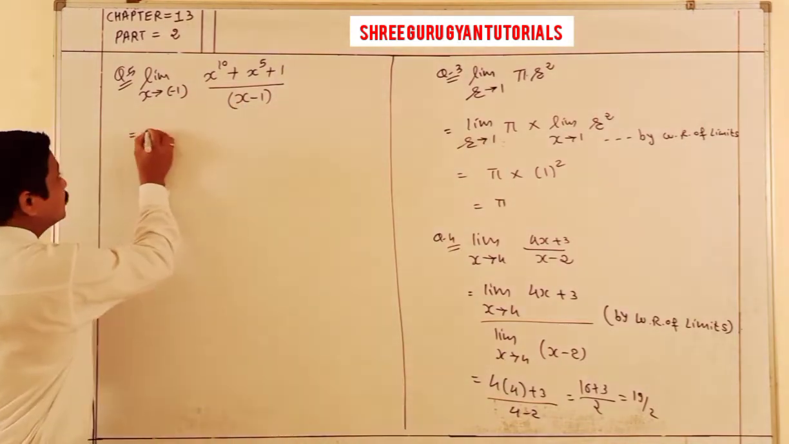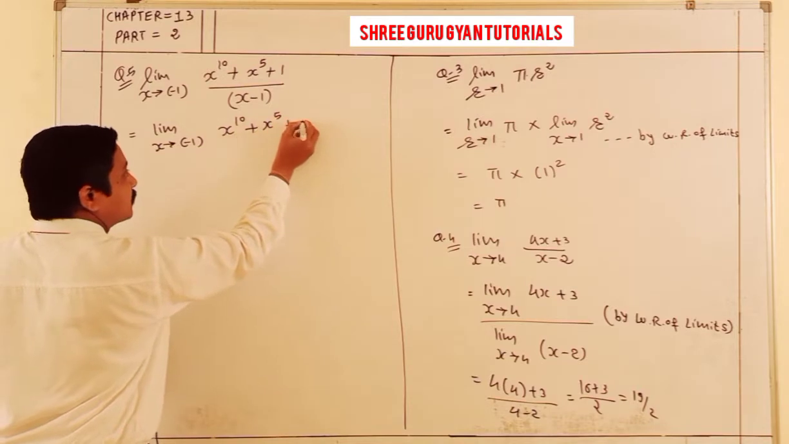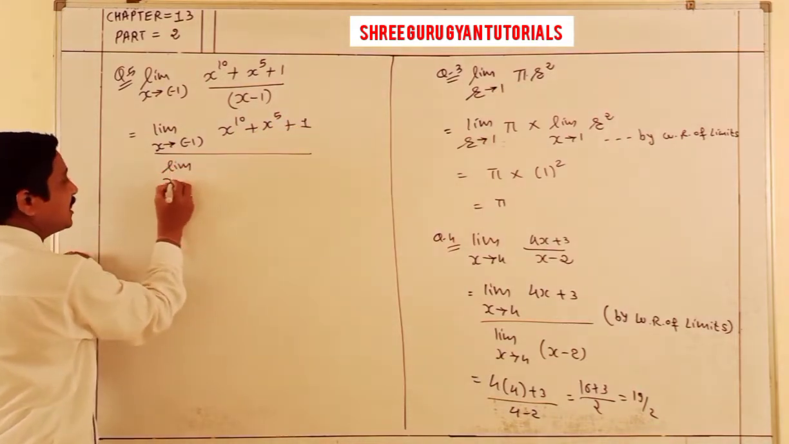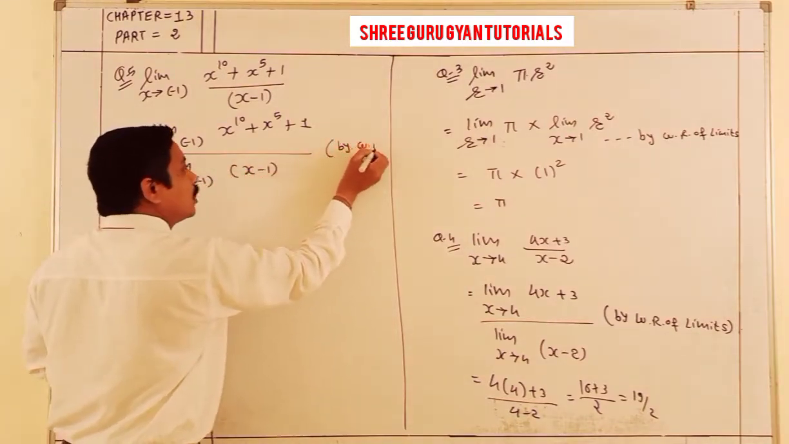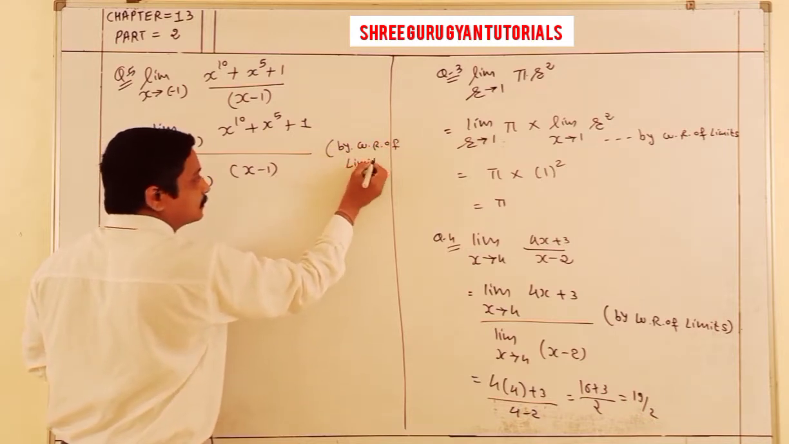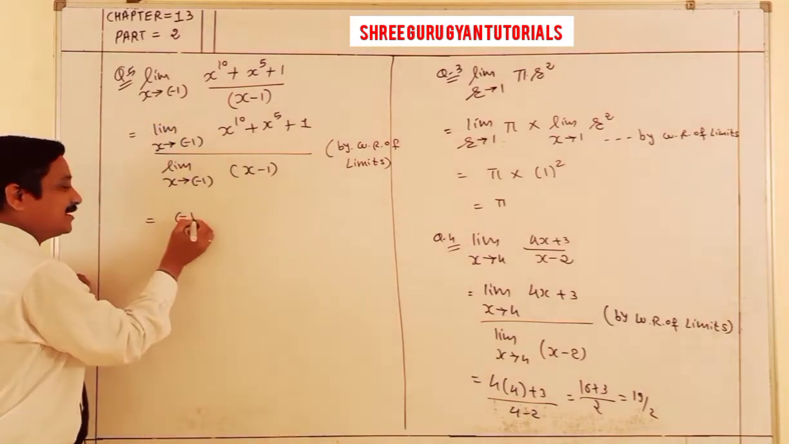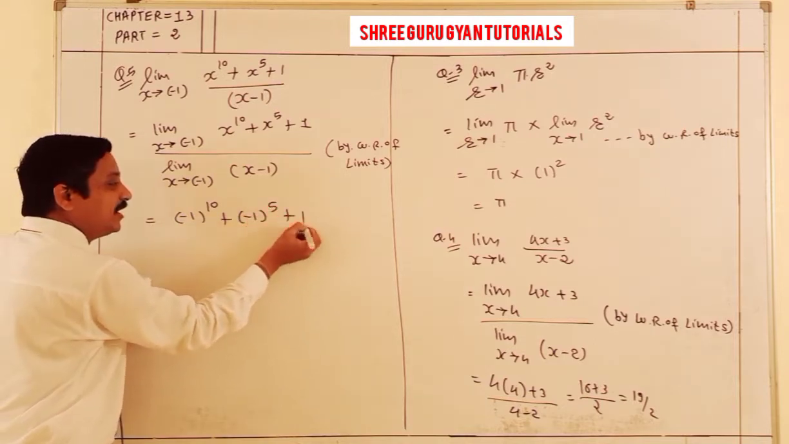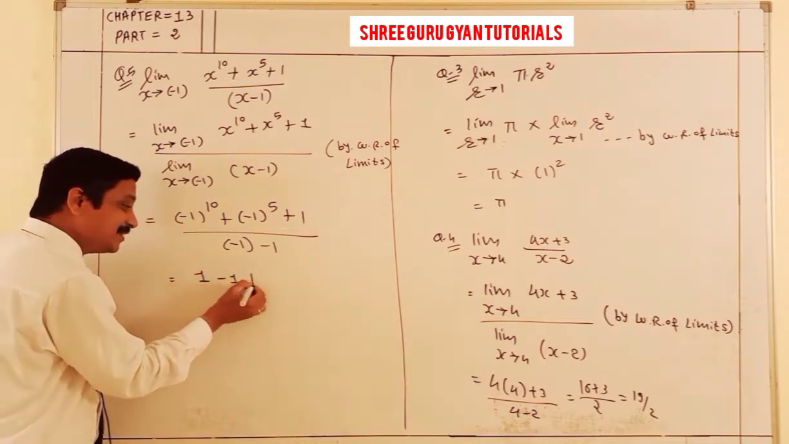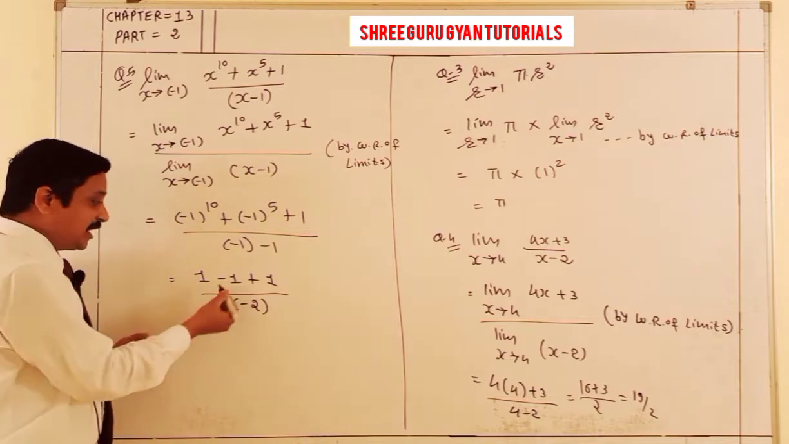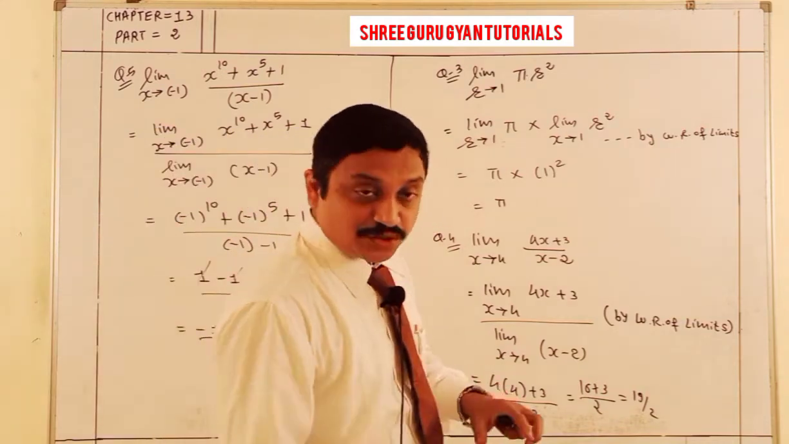So I just go to the working rule: limit x tends to minus 1, x raised to 10 plus x raised to 5 plus 1, upon the same x minus 1, by the working rule of limits. Now very easy and simple, put the value in place of x: minus 1 raised to 10, plus minus 1 raised to 5, plus 1, over minus 1 minus 1. Now minus 1 to the 10 is 1, here minus 1, and the denominator is minus 2. Indirectly this cancels, my answer is only and only minus half.